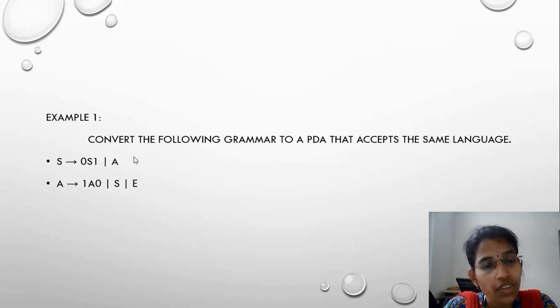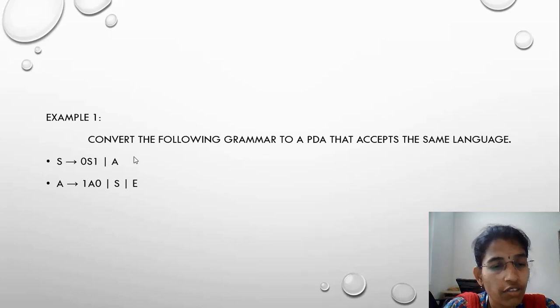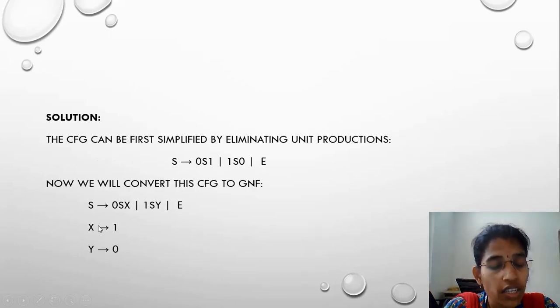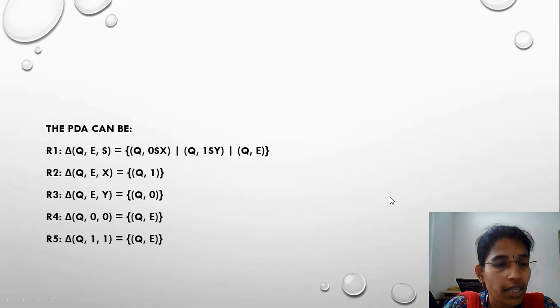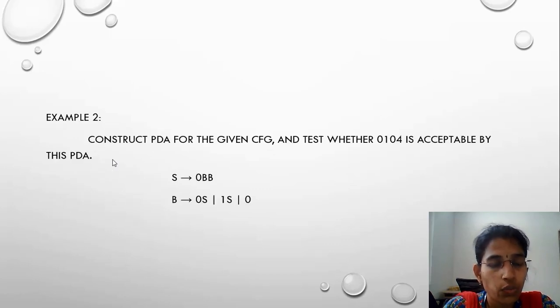In sum, they give the starting symbol, the terminals and the variables. You convert the variables and terminals into PDA rules. We follow two rules: one for the terminal and one for the non-terminal. Now go to example number 2.